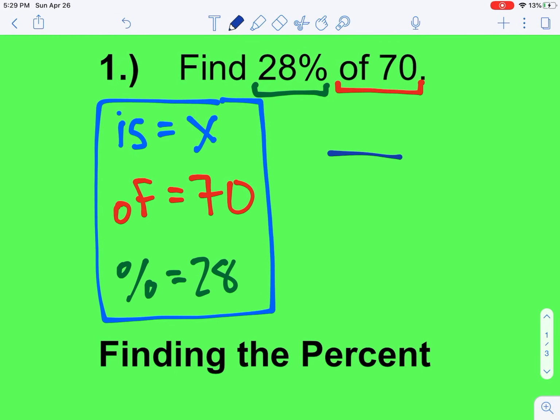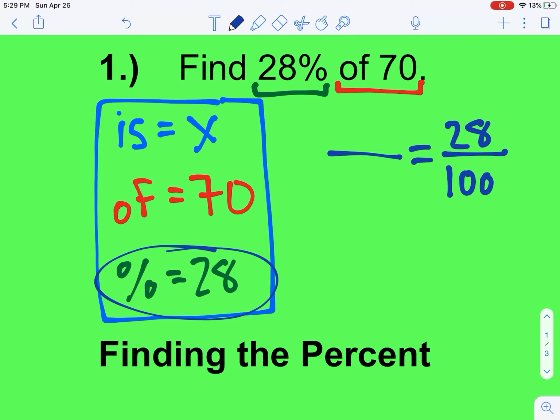So the first thing I'm going to do when I set up my proportion is put a 100 in the bottom right-hand corner. Now I like to focus on the right side of the proportion first because it's already done for us, especially if you have a percent symbol right there, 28. The 28, the percent, always goes above the 100. Now I can take my is and my of, and I can just slide them right over. So instead of the is, it's going to be an x, and instead of the of, it's going to be a 70.